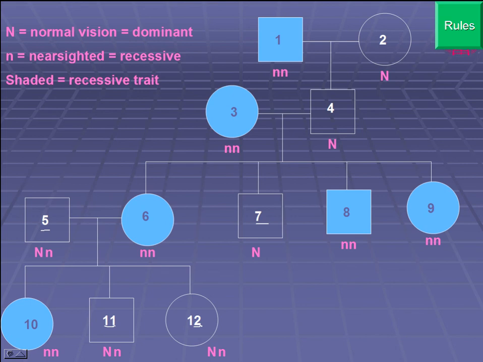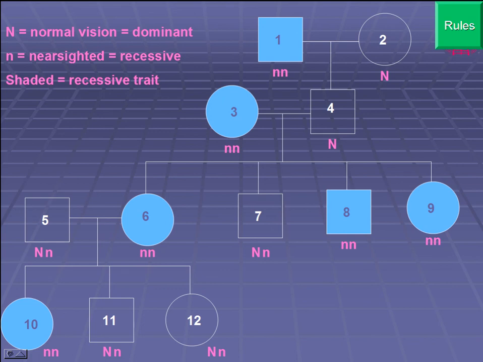Now let's go up and look at number 7. 7 comes from number 3. 3 is a pure recessive parent, the mother. So number 7, logically, because it is the dominant offspring of a pure recessive parent, has to be a hybrid.